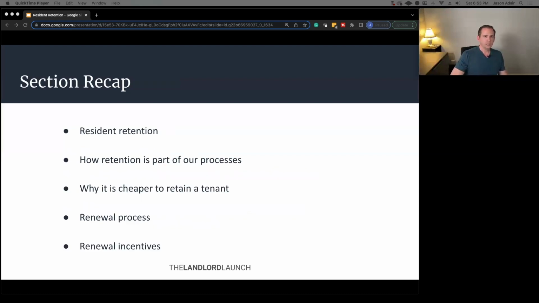Okay, and that's it. It's not an overly complicated process in terms of the actual lease renewal. The challenge and the trick is building in all the retention stuff throughout the other components of the relationship and your processes, so that when it comes to renewal, and if you want a renewal, it makes it that much easier for you to do. So in this section, just as a quick recap, we did talk about resident retention, how it does weave its way through the different processes in a relationship over time.